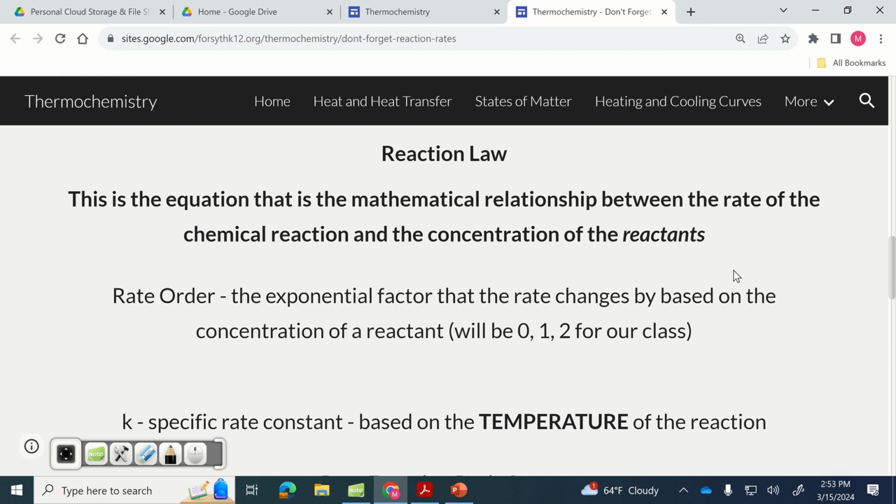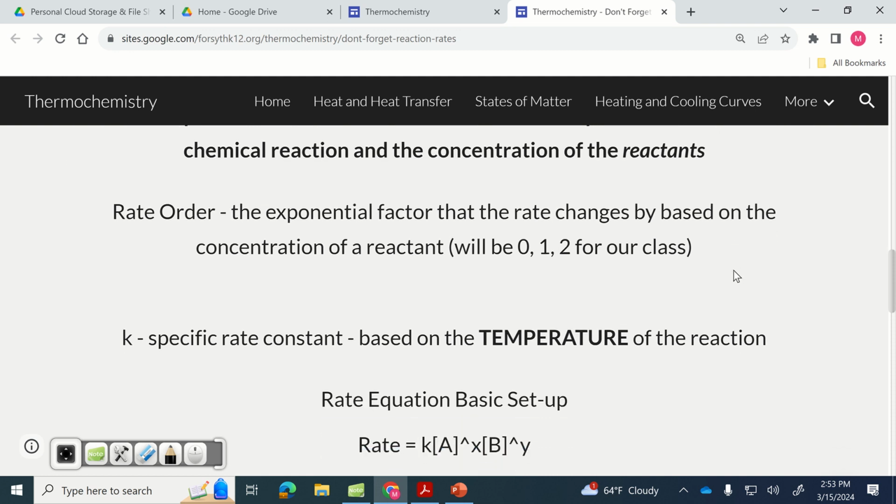There are just a couple terms that go along with this. You're going to see questions asking, what is the rate order of one of the reactants? Rate order is something you figure out based on how quickly the reactants are changing and how that affects the rate. This is an exponential factor that the rate changes by based on the concentration of a reactant. This is just a whole number, at least the way we're using it in our class, and will pretty much only be 0, 1, or 2. Those are exponents.